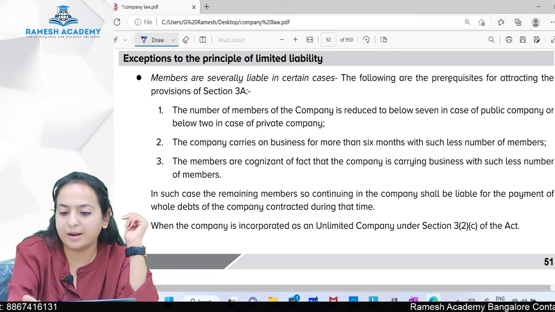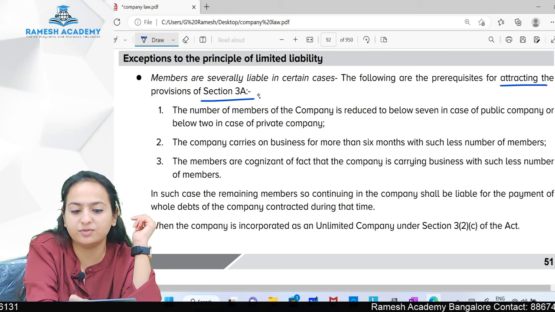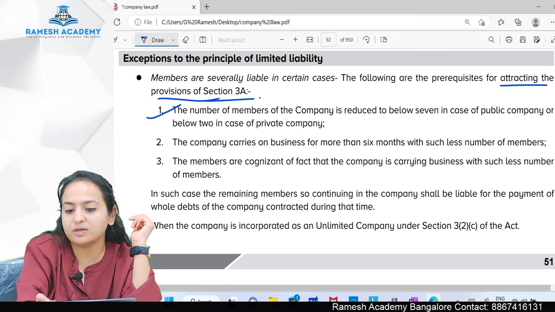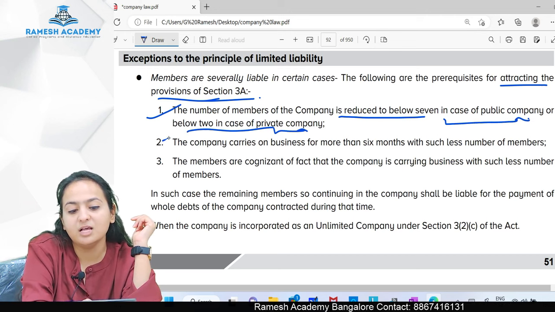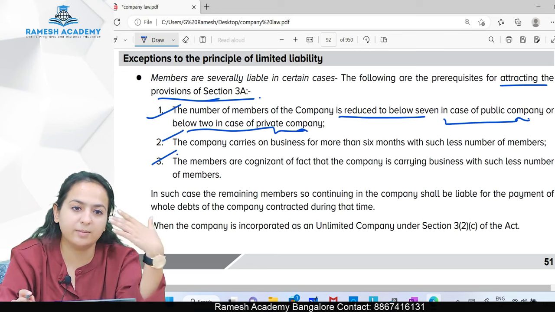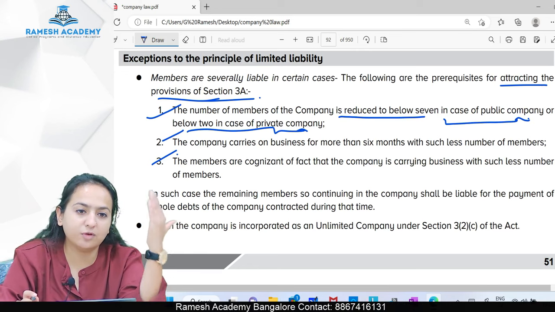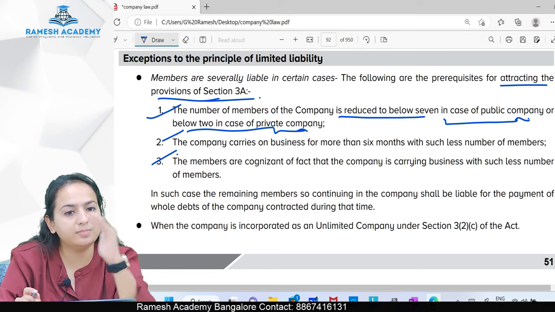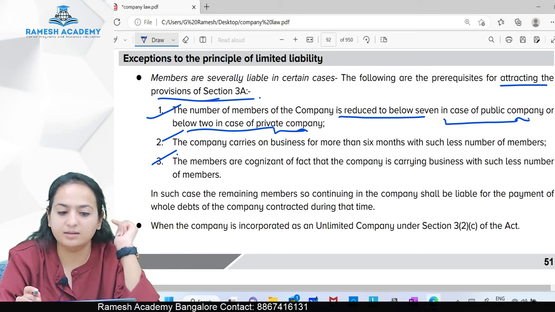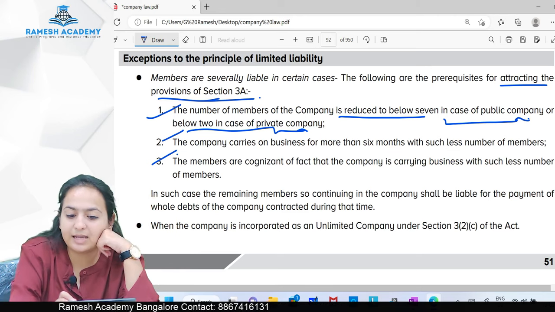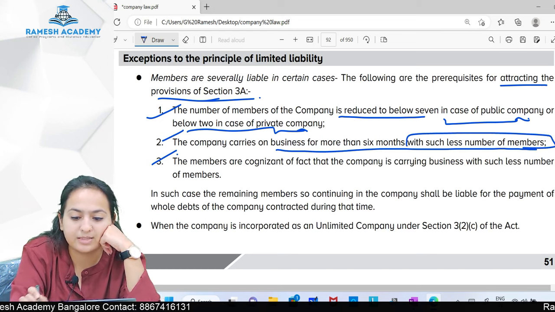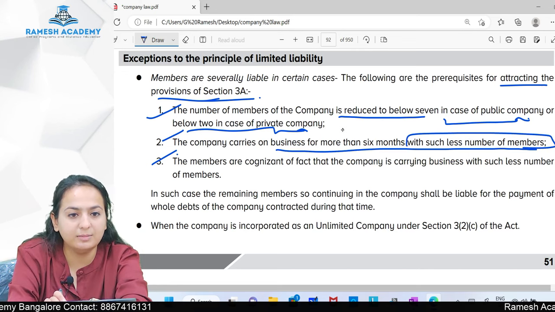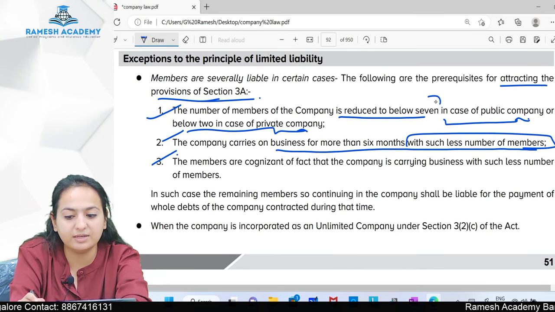The following are the prerequisites for attracting the provisions of 3A. The number of members of the company is reduced below 7 in case of a public company or below 2 in case of a private company. See, suppose the number of members needed, 7 for public and 2 for private limited, is reduced, then they can be severally liable. The company carries on the business for more than 6 months with such number of members. However, what was the statutory limit? 7 in case of public and 2 in case of private company.